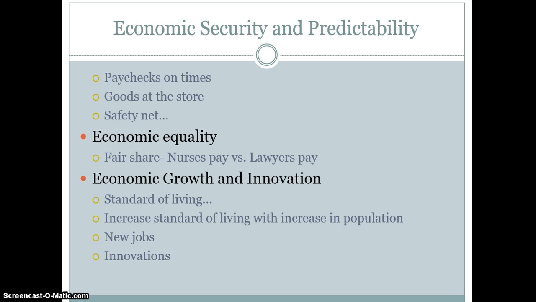Economic equality. This is everyone getting their fair share. When you look at a nurse's pay and a lawyer's pay, a nurse makes less than a lawyer. Lawyers make a lot of money. The reason lawyers make a lot of money is because of the amount of time and money they've invested in their own education to get to that point. They've gone to grade school, high school, college, and then after that, law school, and now they're working at a law firm. All of that costs a large amount of money and takes a lot of studying, so they can charge those high fees to help compensate them for that.